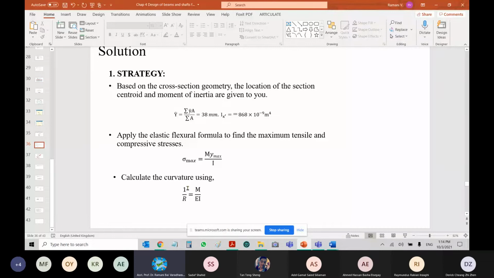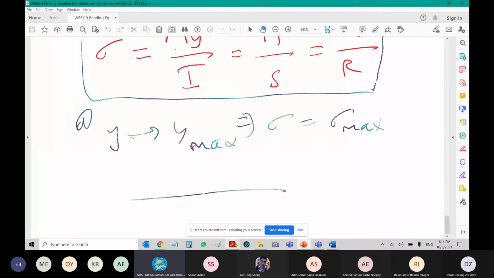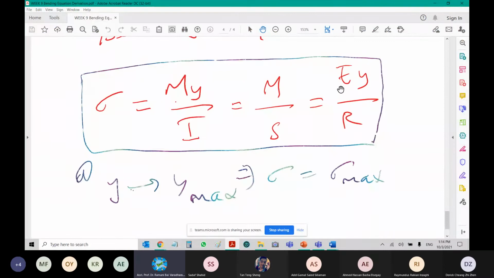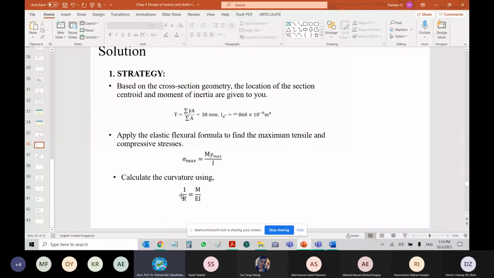Good. Calculate the curvature using this. I have given it in the same equation. If you see the bending stress equation, you also have the R value, right? Same thing we can use here. It's 4.9, same equation. I just relate whatever data I have. I need to calculate R.